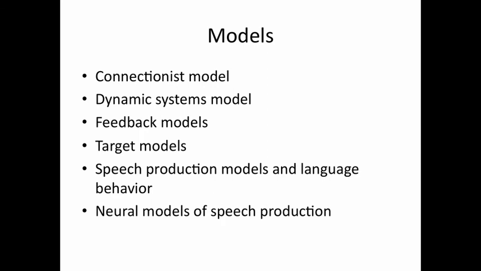An overview of different models of speech production. There is something called a connectionist model. There's something called a dynamic systems model. There's a feedback model. There are target models of speech production, and language behavior. There's an interrelation between speech production models and language behavior. And there are certain neural models of speech production.